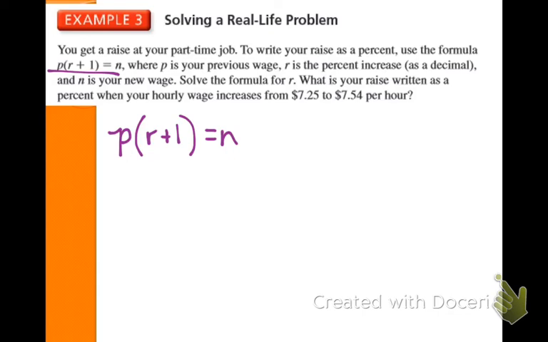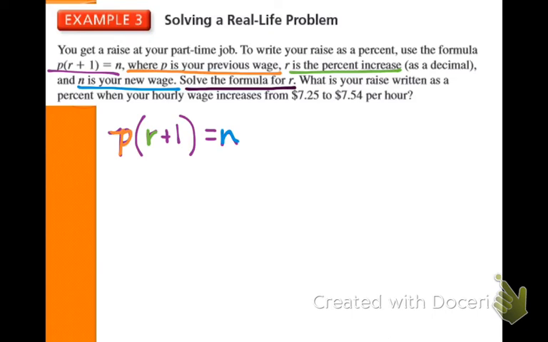You get a raise at your part-time job. To write your raise as a percent, you use this formula. This is a real-life formula where each letter represents something. It tells us in the directions what each of them represent. So I would highlight it. It's very important to know what the letters mean. It says P is your previous wage. Then it says R is the percent it increases. And then N is your new wage. The first thing we're going to do is solve the formula for R. That's part 1. Solve the formula for R.